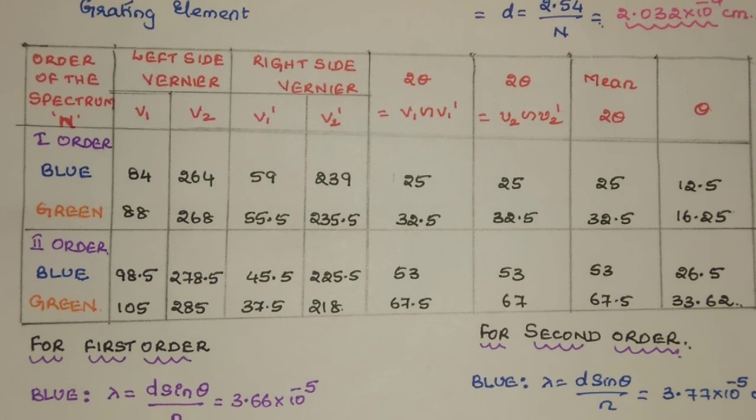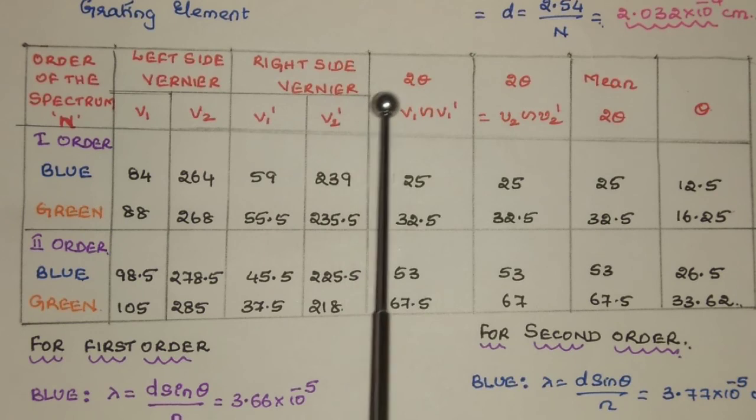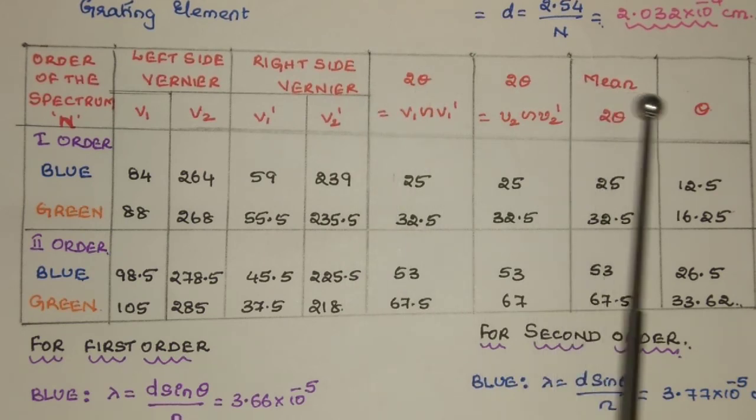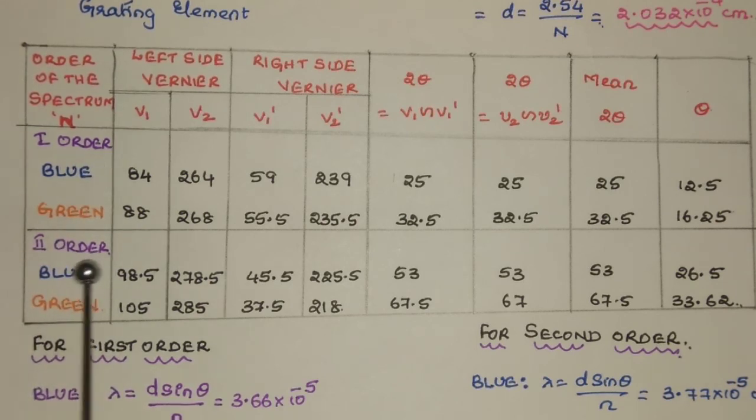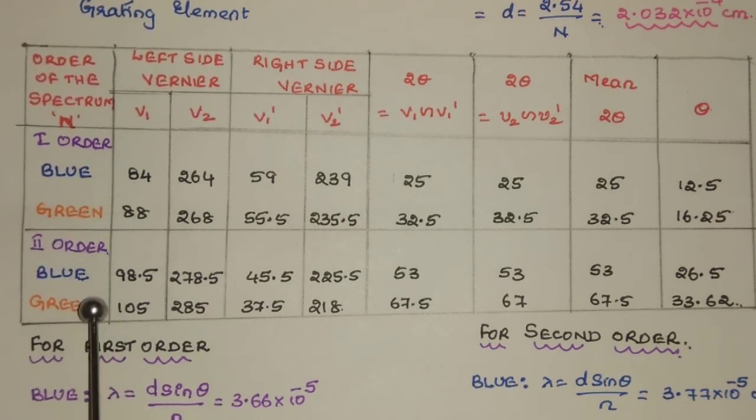This consists of the order of the spectrum, left side vernier, right side vernier, 2 theta, mean 2 theta and theta. We are calculating for first order as well as second order for blue and green color, and these are the readings that are recorded here. And finally we have to calculate theta.